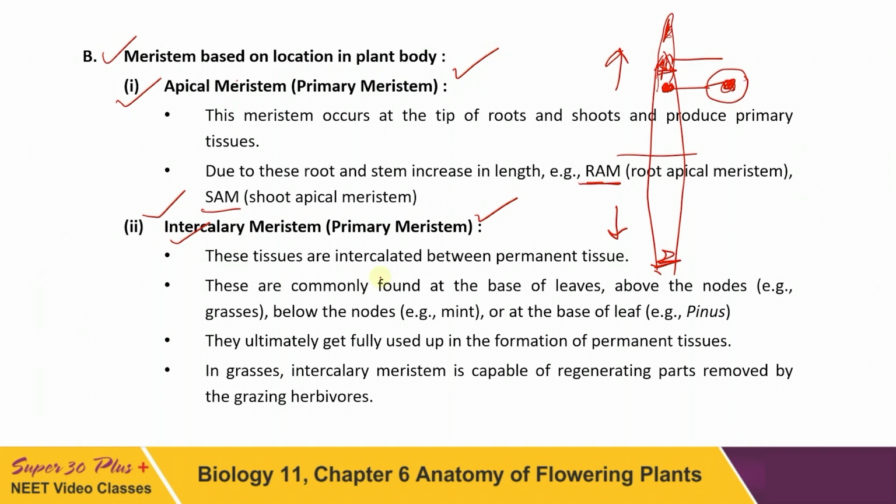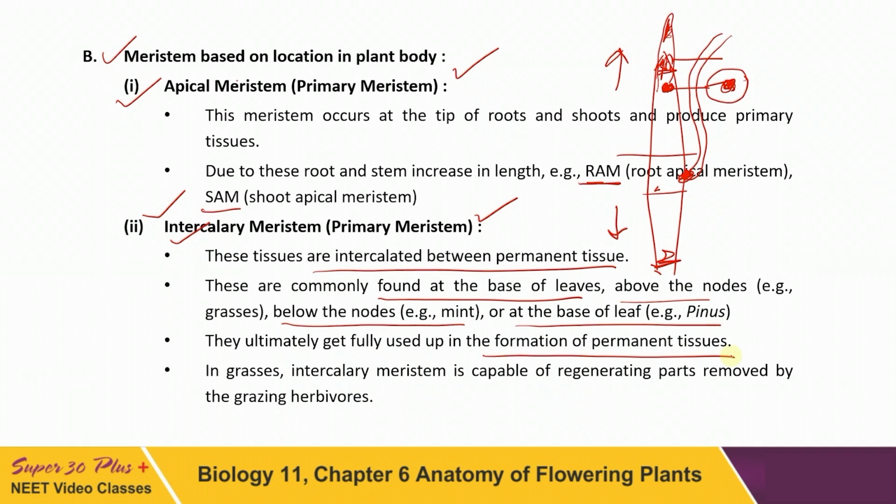This is intercalated between permanent tissue, as I told you, commonly found at the base of leaves. Here this one is the base of the leaf. These are found at the base of the leaves, above the nodes and below the nodes, in case of mint, and at the base of leaves in pinus. Ultimately, this is the formation of permanent tissue.